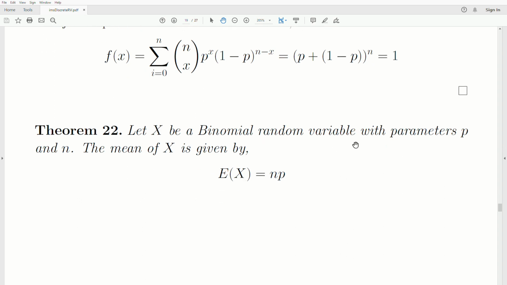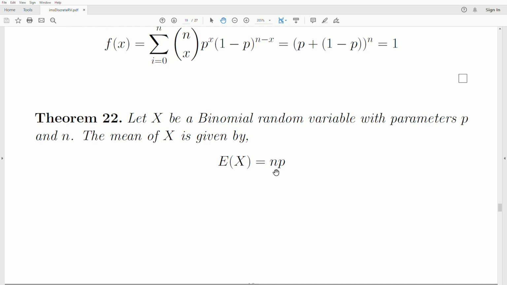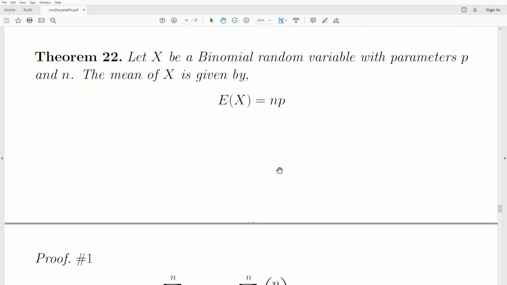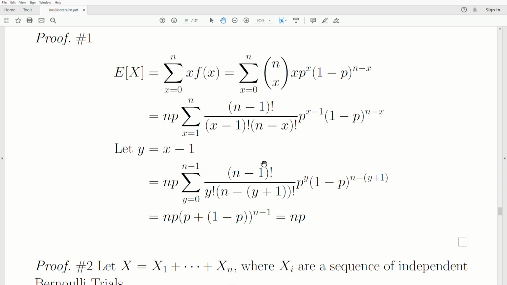Let X be a binomial random variable with parameters p and n. The mean of X is given by n times p. Here's a proof. The expected value of X is x times the density, summed over all possible values. So we plug in the density. I just moved in the x here. And one of these p's, I move out front. So that's what this is.